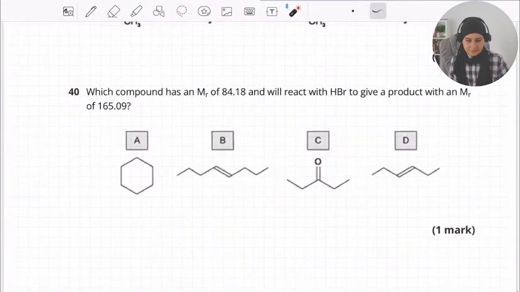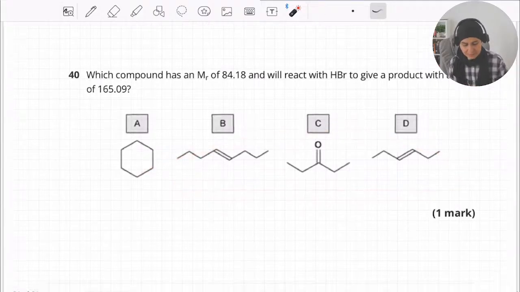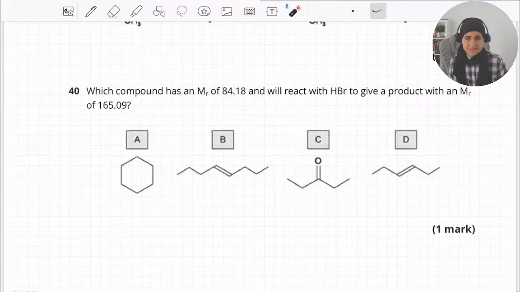And the last question, everyone's favorite skeletal formulas. Which compound has an NMR of 84.18 and will react with HBr to give a product with an NMR of 165.09?